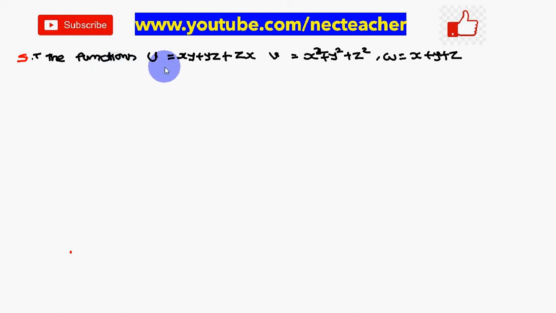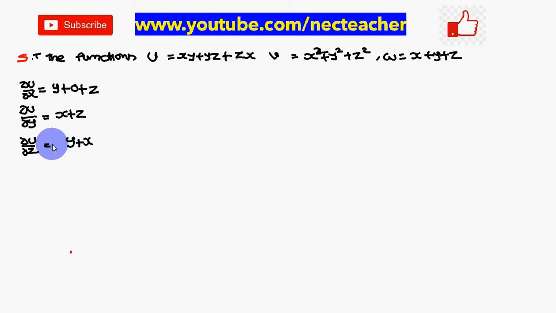Next, show that the function u is equal to something, v is equal to something, w is equal to something are functionally dependent. First, ∂u/∂x with respect to x means y and z are constants. That means the yz term will become 0, and you are going to get y plus z. Next, ∂u/∂y with respect to y means x and z are constants, the last one will get 0, so you will get y plus x.